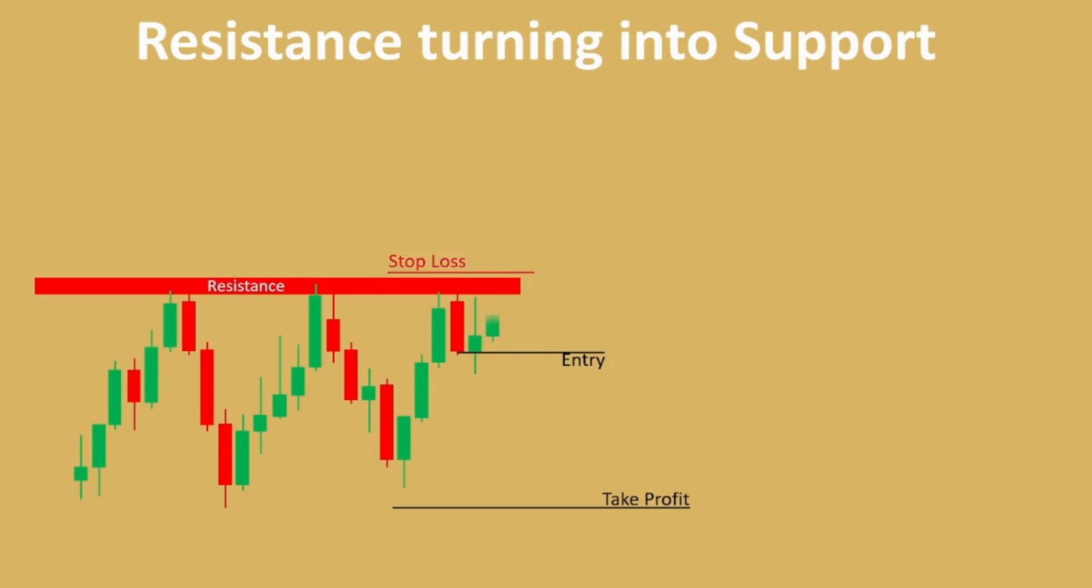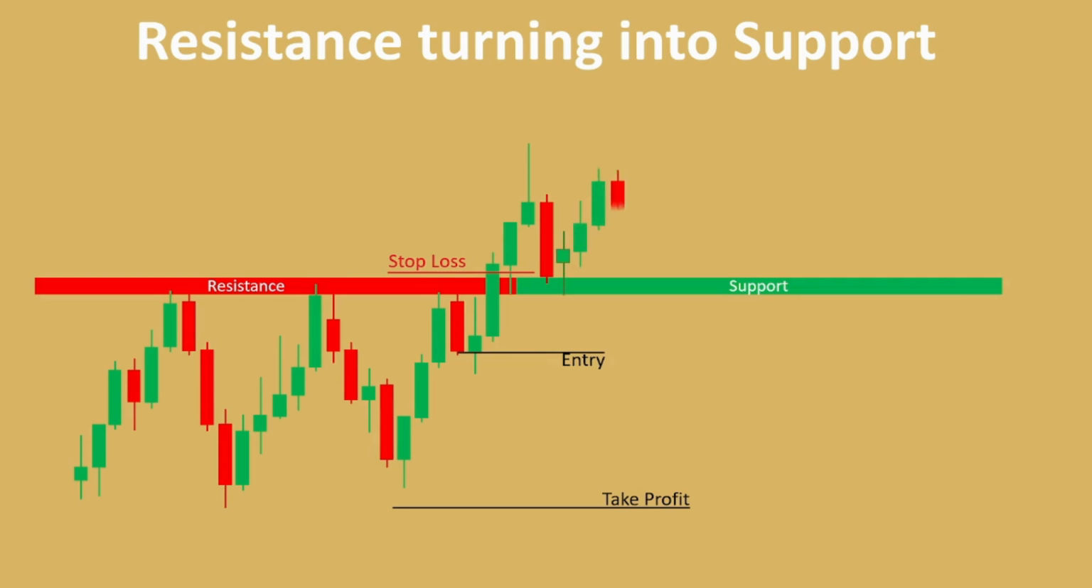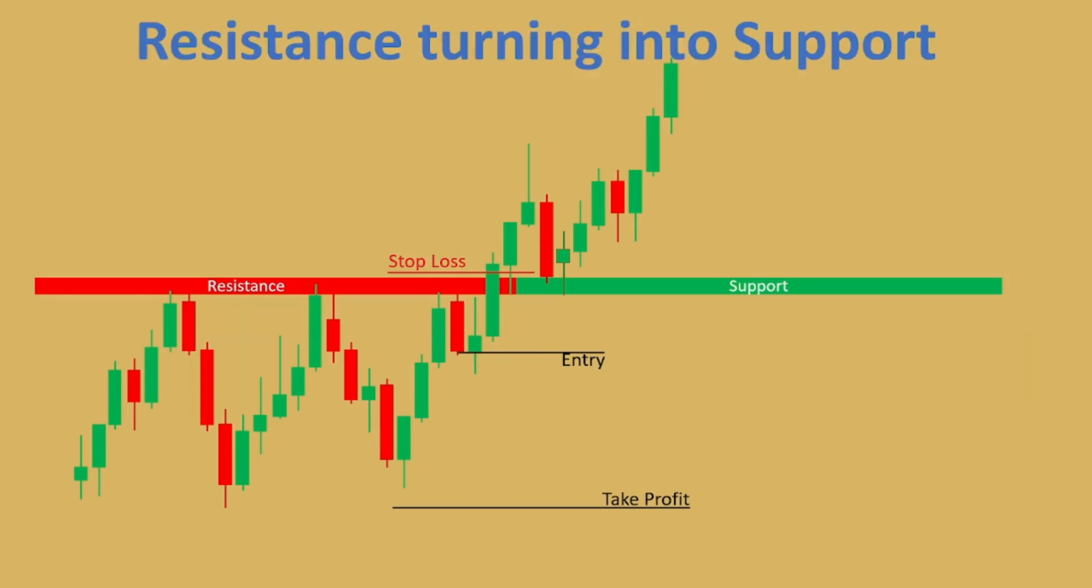It broke through with momentum, triggering fresh buying interest. This shift in sentiment flipped the resistance zone into a support zone. When price revisited this area, the probability of a bounce increased. And as you can see, price reacted strongly from this new support zone, confirming its role as a solid base. This market behavior is known as resistance turning into support.